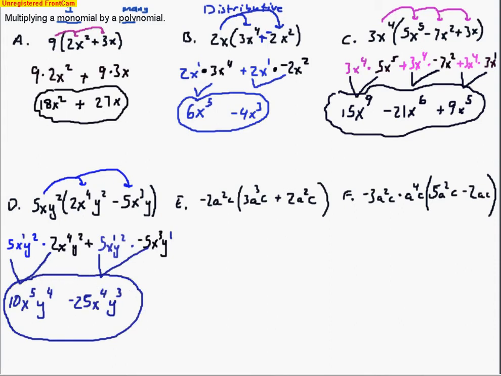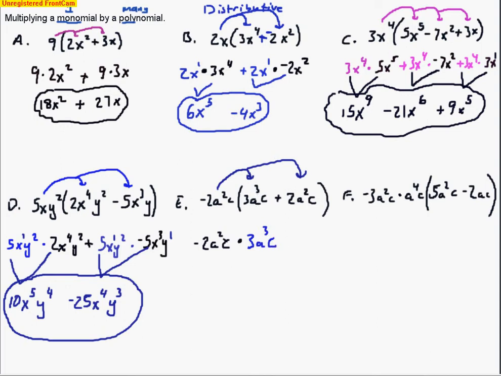Well, a couple more examples here. Take a look at this one. Here we are taking a negative 2a squared c and multiplying it over 2. So the difference here is we just have different variables, different exponents on the variables. Let's see what ends up happening. So we're taking that negative 2a squared c, and we're going to multiply it by each of the terms in the polynomial. So we've got 3a to the third c right here that we're multiplying.